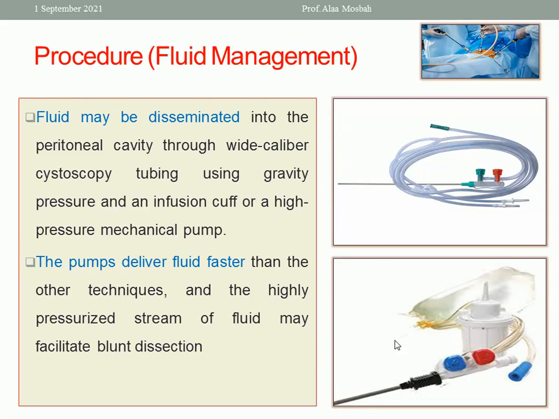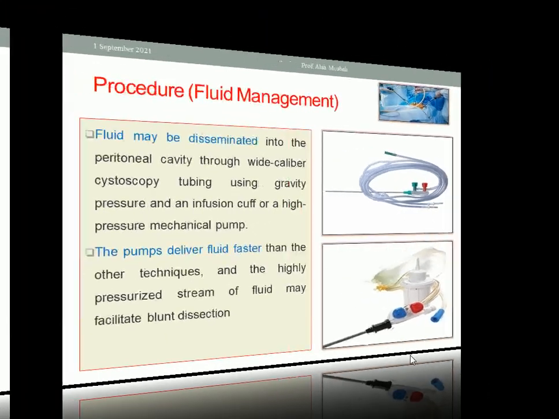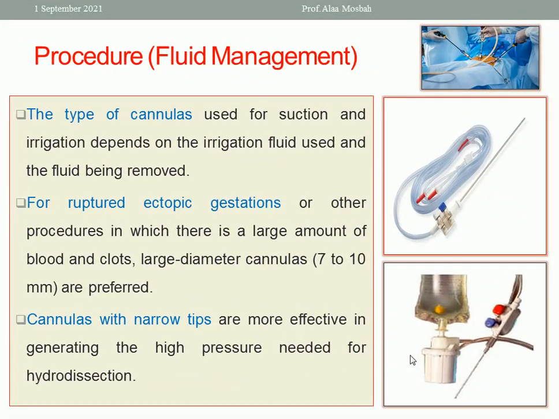What about fluid management? The irrigation, wash of the peritoneal cavity. Fluid may be disseminated into the peritoneal cavity through wide caliber cystoscopy tubing, as in this picture, using gravity pressure and an infusion cuff or a high pressure mechanical pump. Whichever is available for you, use it. The pump delivers fluid faster than the other technique, and the highly pressurized stream of fluid may facilitate blunt dissection. So you can use the irrigation also as a blunt dissection.